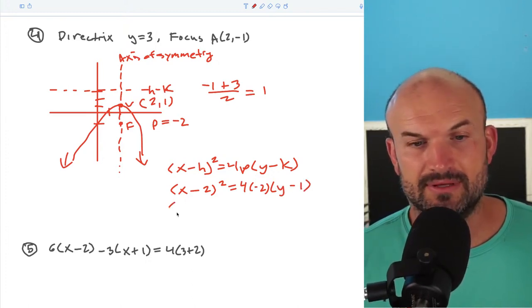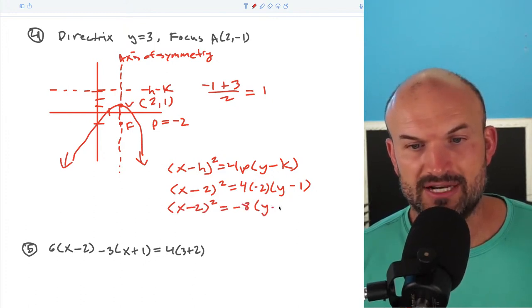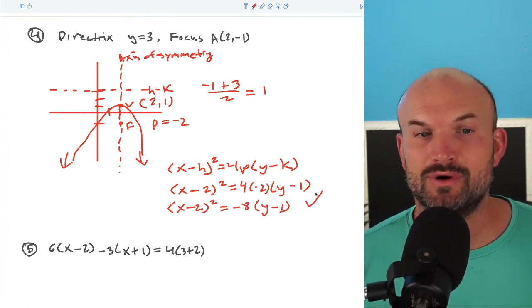Okay, so now let's just simplify. (x minus 2) quantity squared equals -8 times (y minus 1). And there you go. That's your equation of a parabola.